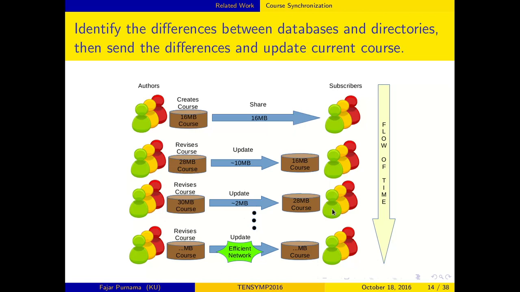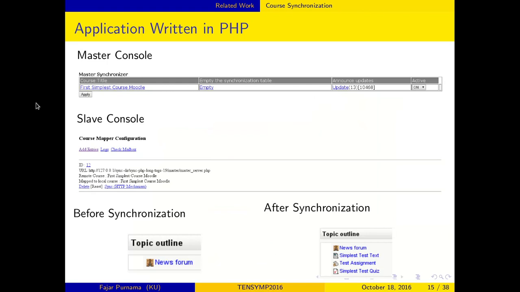And the course synchronization works by identifying the difference between the databases and the directories, then sending the difference and updating the current course. This is a snapshot of the application written by Dr. Royyana. This is the master console, and this is the slave console, and this is for a small demonstration that before synchronization we only have a news forum activity module. And if we click the sync link or the sync button here, we can get the rest of the modules and the rest of the course contents.